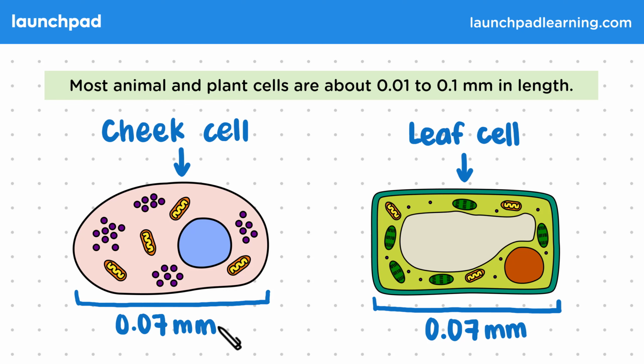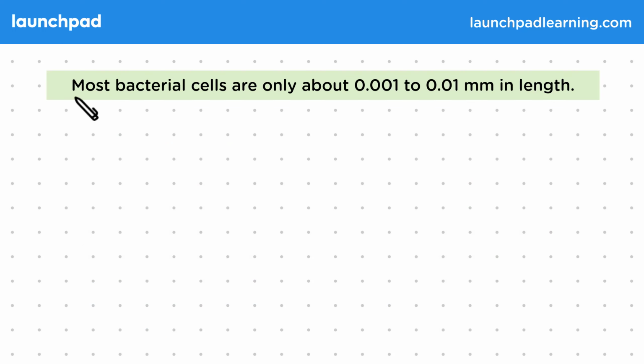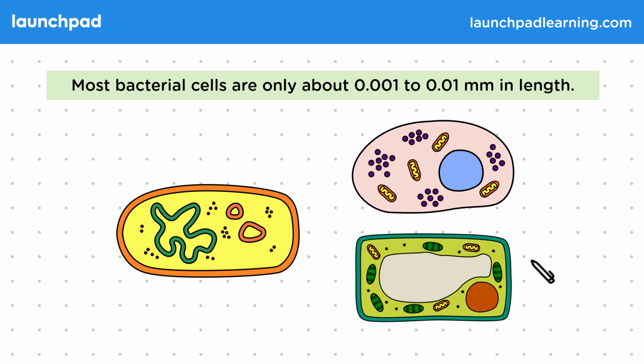So how do eukaryotic cells, such as these, compare to prokaryotic cells, such as bacteria? Most bacterial cells are only about 0.001 to 0.01 millimeters in length. So we have our animal cell and our plant cell, and on the left is our bacterium. Now, if we were to actually compare the bacterium to the real-life sizes of animal and plant cells, it would actually look something like this.